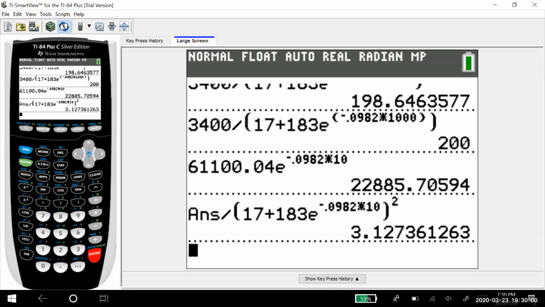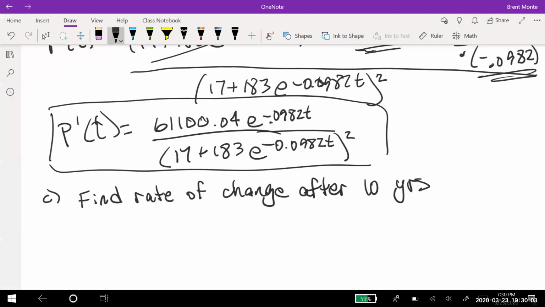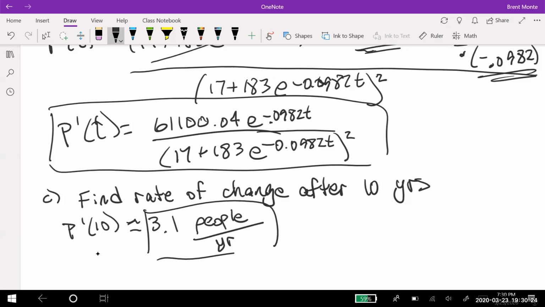The reason is it's the rate, so it's p prime of 10. It's about 3.1, and the reason I rounded it to just 1 decimal is because it's people per year. That's the growth rate. Because remember, it was the change in people over the change in time. So it was people per year. That's one of the good things about Leibnitz notation. It gives you the units real well.